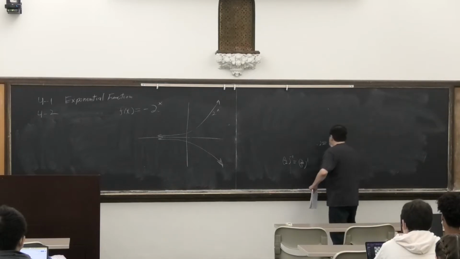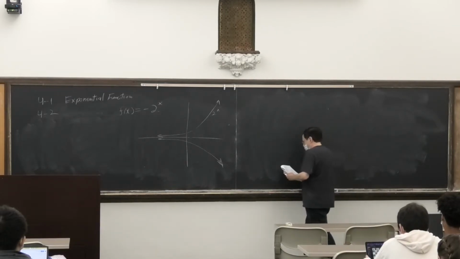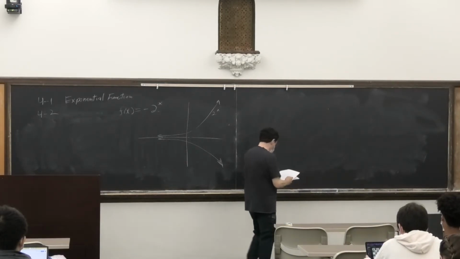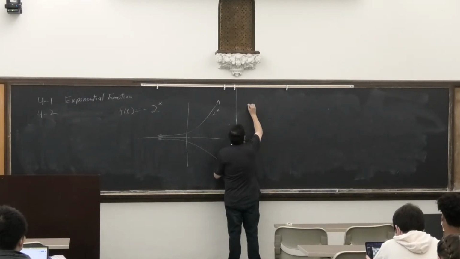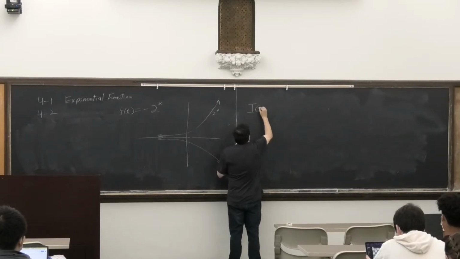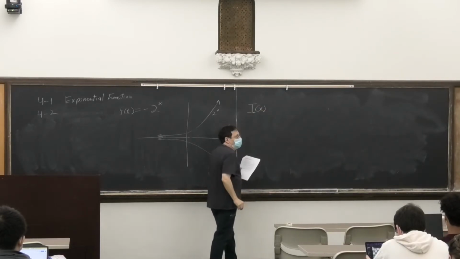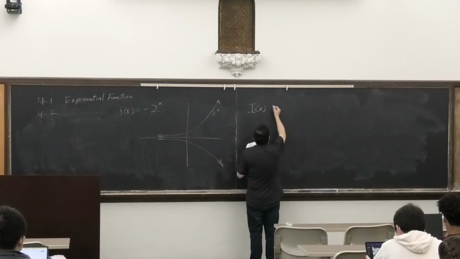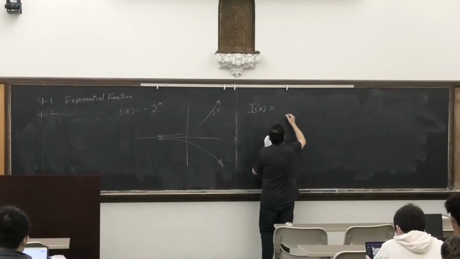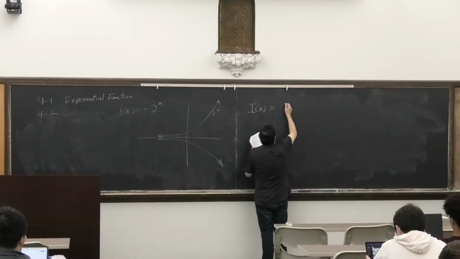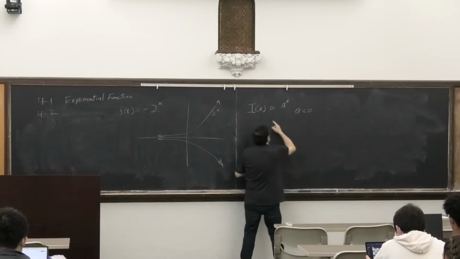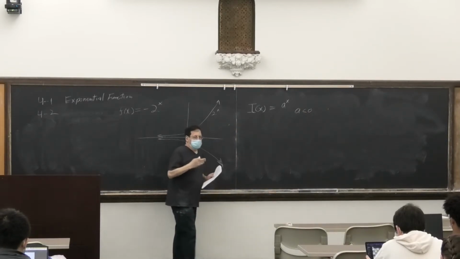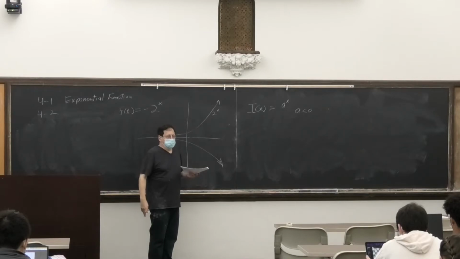In general, if you have a radioactive substance, we'll call it I of X, because we're going to talk about iodine. The amount of radioactivity is some number A to the X, where A is less than 0. In other words, it's an exponentially decreasing function.